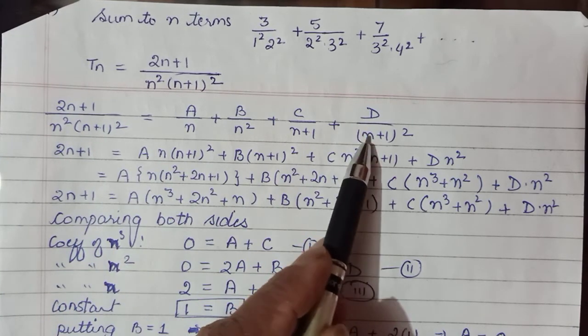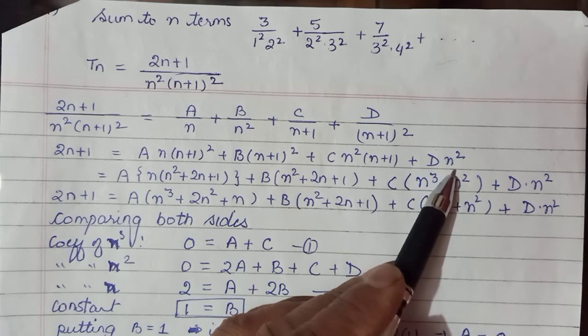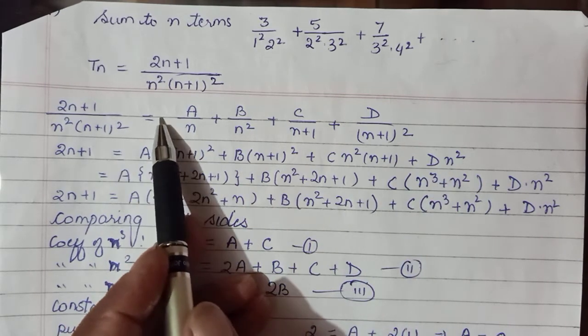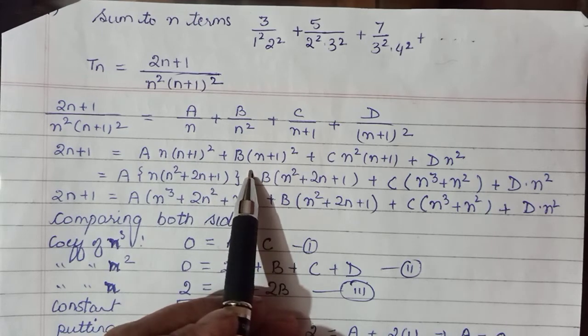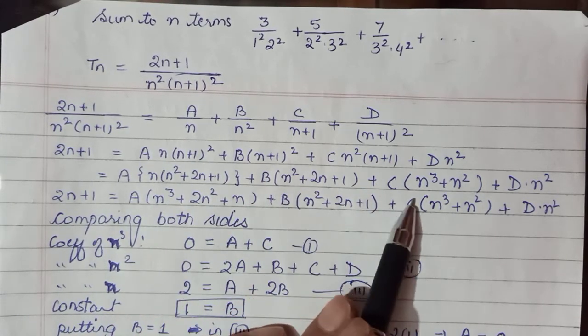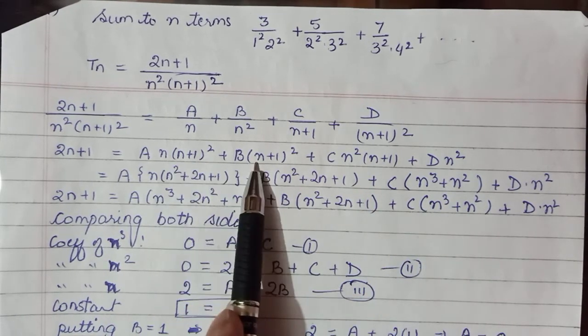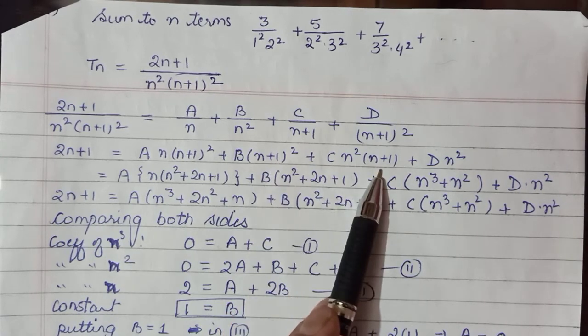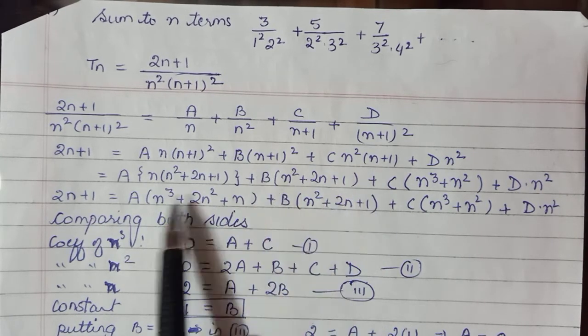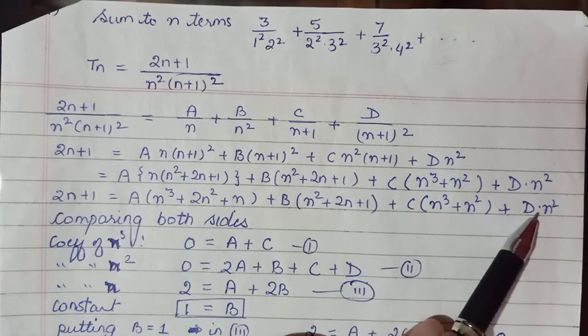And with d, (n plus 1) square will cancel completely, so only n square will remain. Okay, we've done partial fractions, right? How to do it? So cross multiplying, this is what you obtain. Now again you will bring it in a polynomial form. Open all the brackets you have here, right? Open the squares and all, and bring it to complete polynomial form.